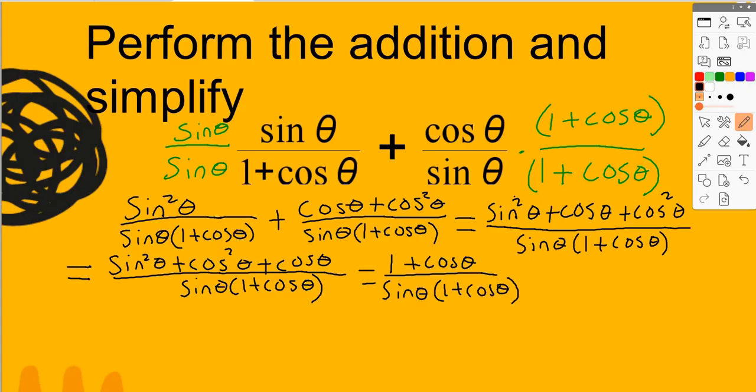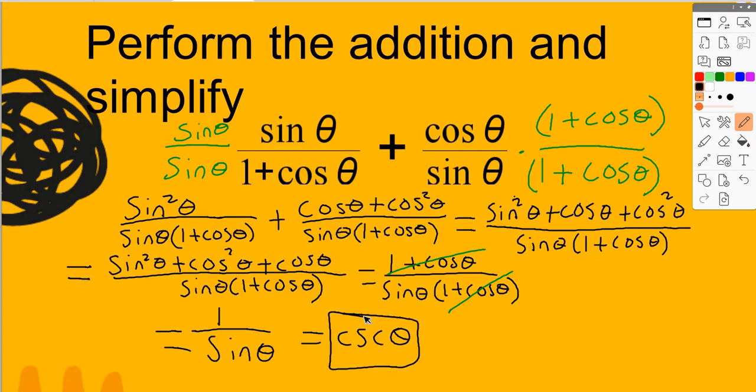Yes, one. So now that I've gotten rid of the extra stuff, now I have a 1 plus cosine on top and a 1 plus cosine on bottom. And so now I am able to reduce that. And I'm just left with a 1 on top divided by sine theta. Which is much simpler. However, I still have a fraction. So could I rewrite that as not a fraction? It is also equal to cosecant. So that would be our final answer.